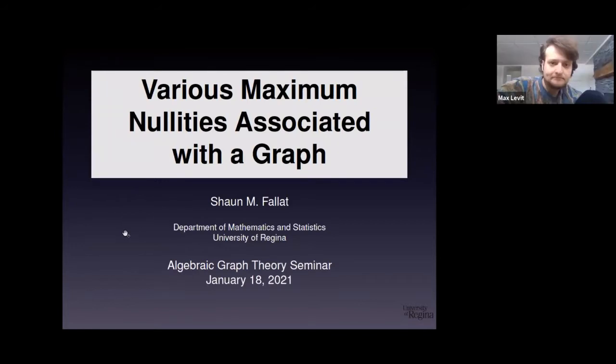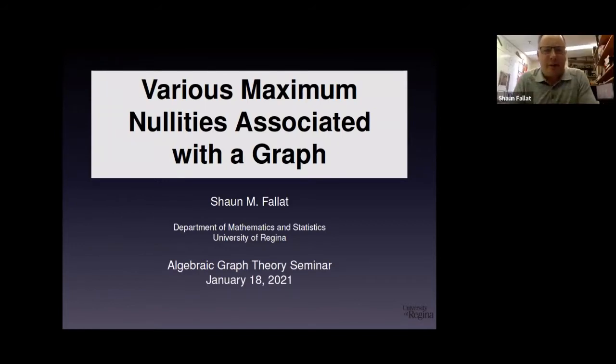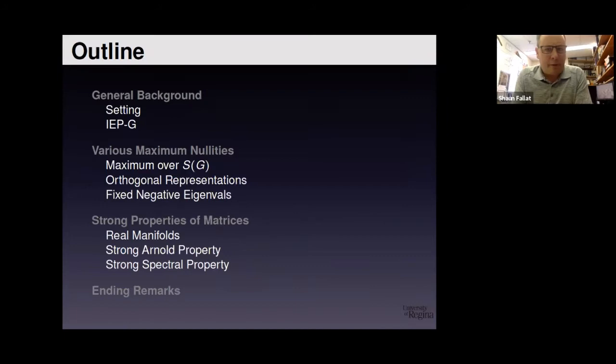Okay, so just as mentioned in the introduction, I'm just going to talk about different versions of maximizing the nullity. Of course, these are nullities of matrices, but there are different ways to associate matrices to a graph. And it is interesting that depending on how you set things up, sometimes these nullities do give rise to quite interesting phenomena. So here is the long outline of my talk.